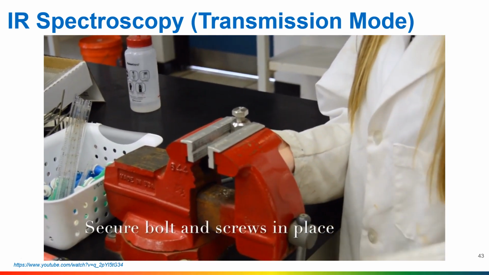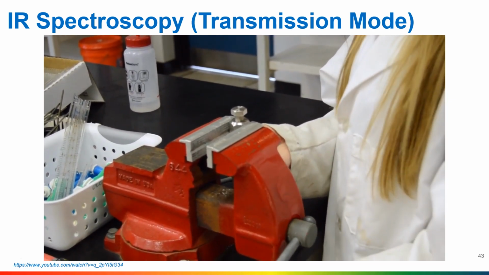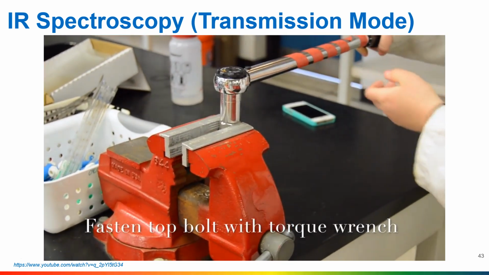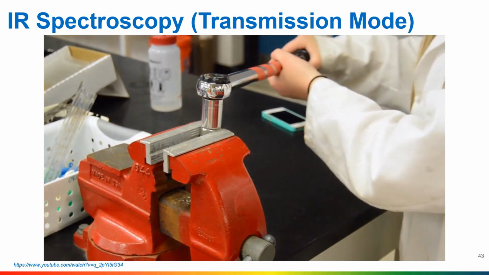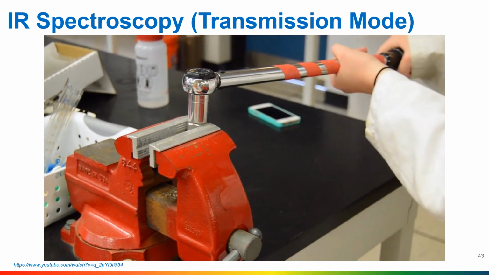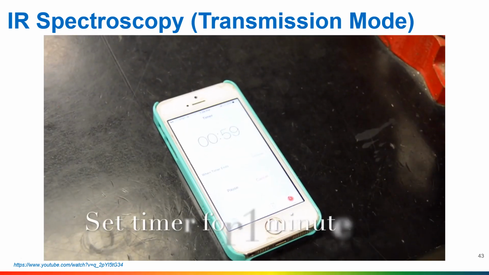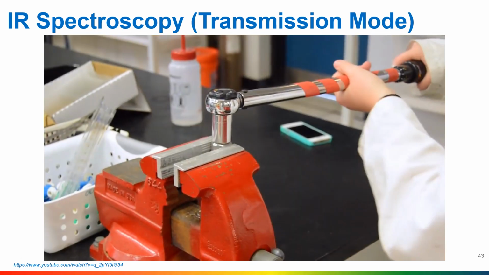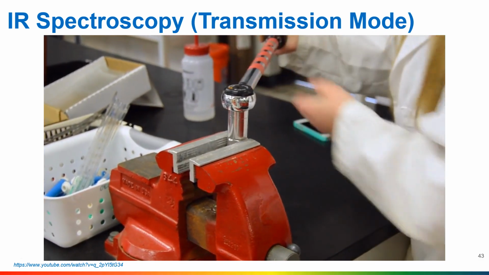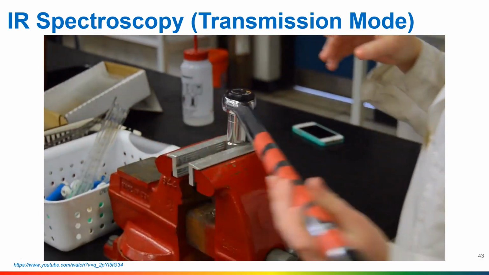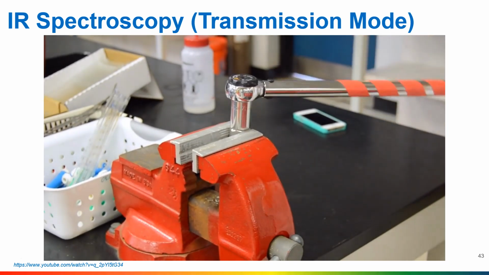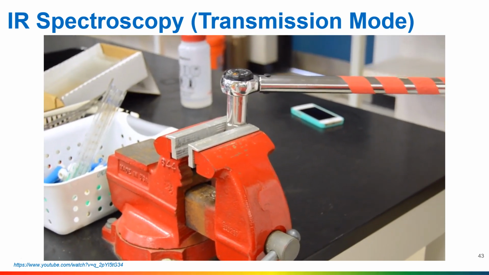Move the bolt to the clamp and secure in position. Using a torque wrench, tighten the top bolt until you hear a click and the wrench goes no further. Set a timer for 1 minute and let the bolt sit until the timer expires. Rotate the top of the torque wrench in the meantime so you can unscrew the bolt later. Place back on the screw and bolt and push until the bolt releases. Keep rotating until the top screw is removed.